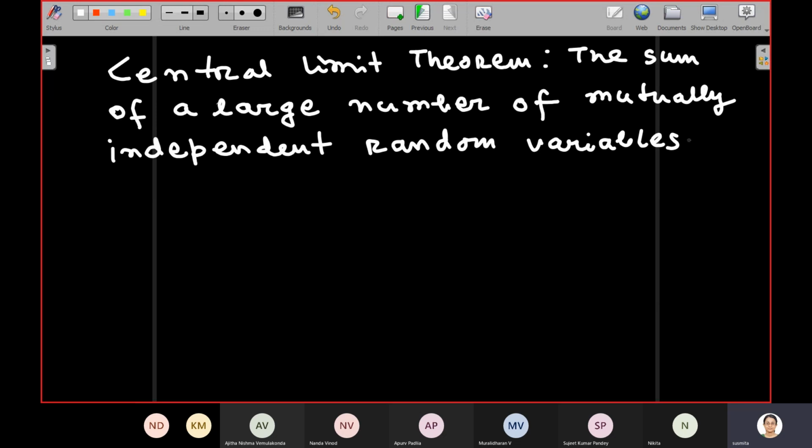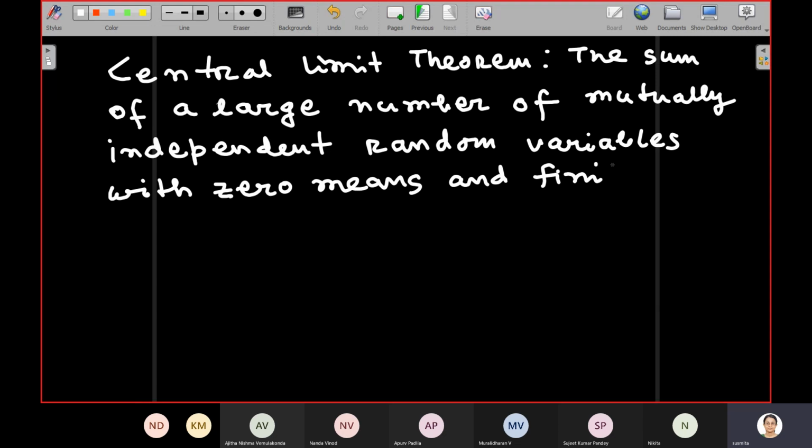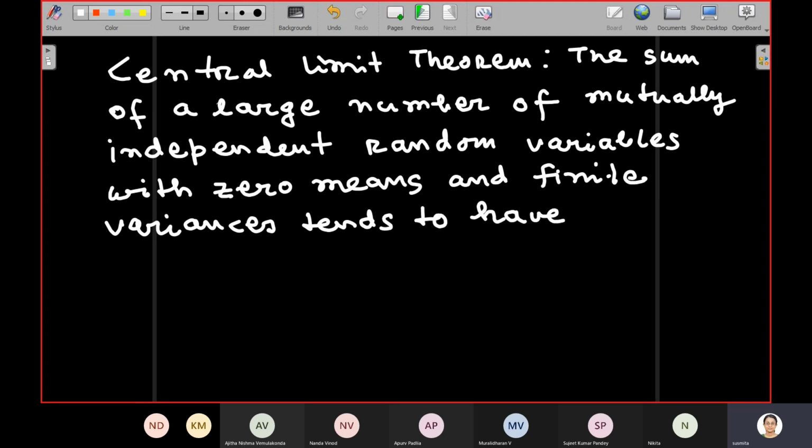Two mutually independent random variables with 0 means. So they should all have 0 means and finite variances. We defined mean and variance yesterday. With 0 means and finite variances tends to have a Gaussian distribution.